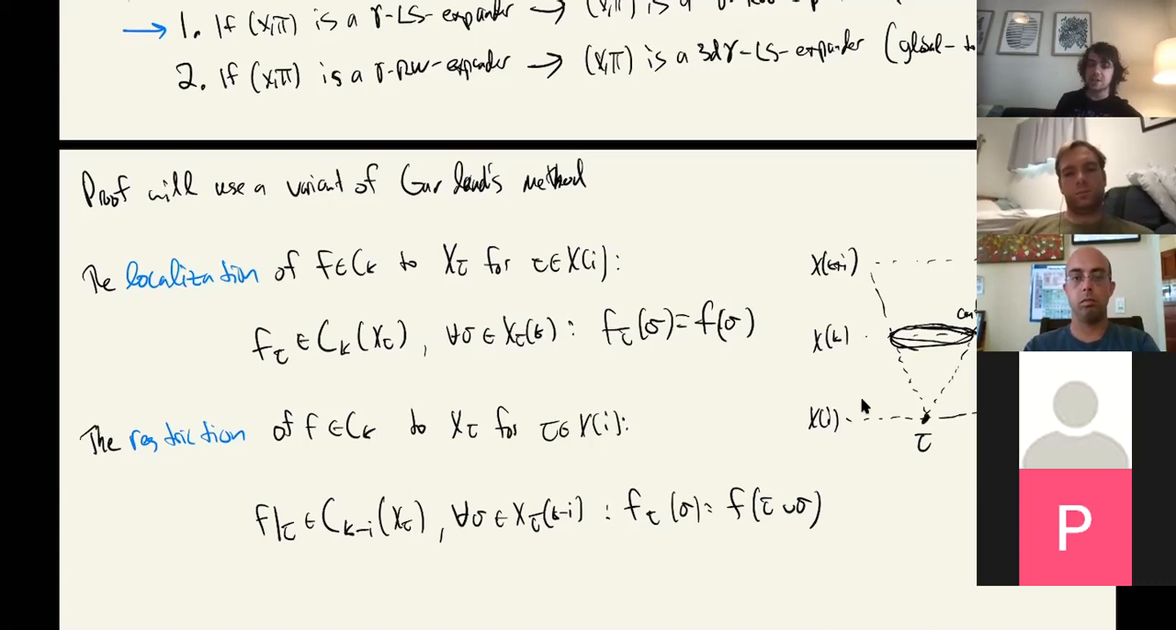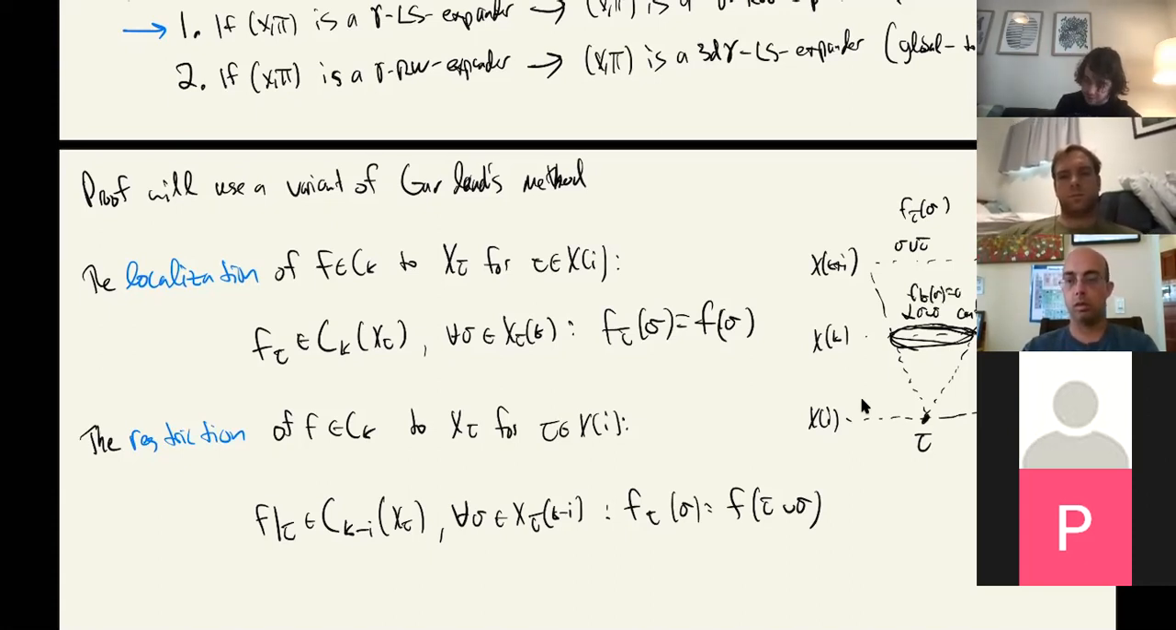In localization, it's a little bit different. You're actually lifting the function up to level k plus i. And then when you have a (k+i)-face, sigma union tau here, the localization only looks at the value on sigma. Whereas for the restriction down here, we also have sigma union tau, but f bar tau of sigma doesn't throw out tau, right? It's just equal to f of sigma union tau. So it's still on a k-face.